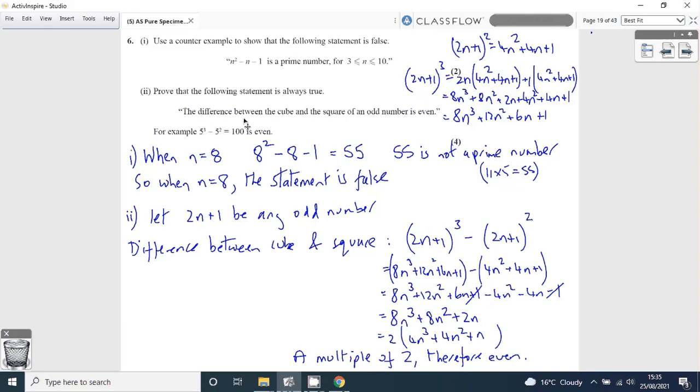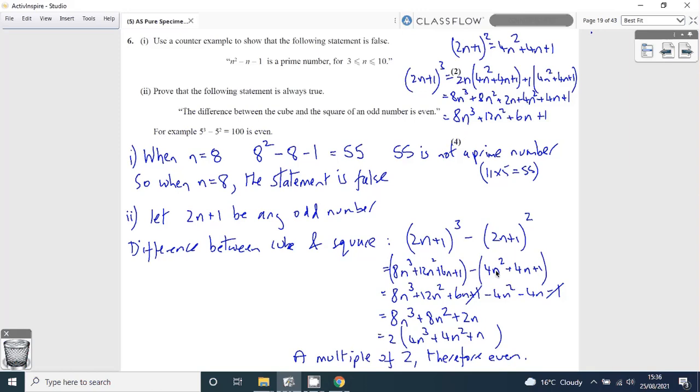So just following what the question is asking you to prove, the difference between the cube and the square of an odd number. So the cube of an odd number is 2n plus 1 all cubed. The square of the same odd number is 2n plus 1 all squared. So the difference between the two is obviously when you take away the smaller one from the bigger one. So all I've done then, I've just worked out what 2n plus 1 all squared is, and I've just done that at the top. Then I've worked out what 2n plus 1 all cubed is, which is this here. So the difference between the two is this, it being cubed, take away this, it being squared.